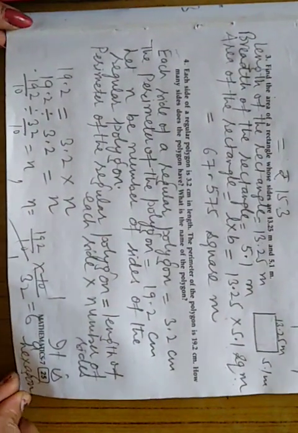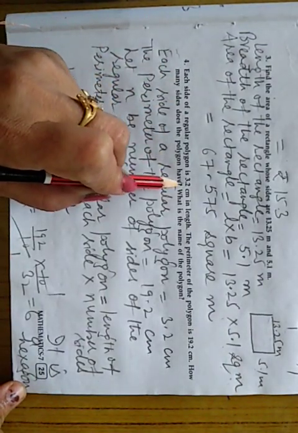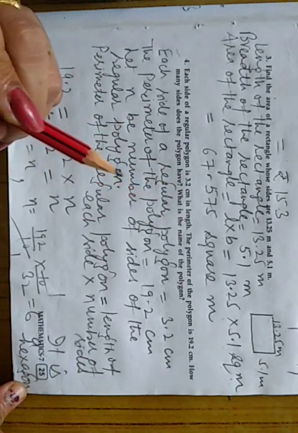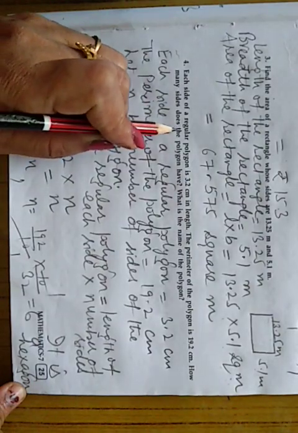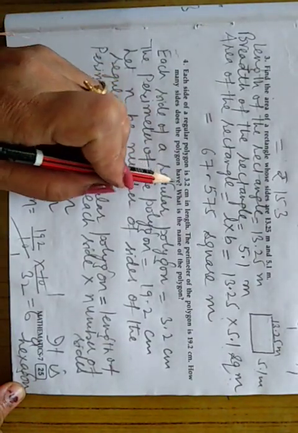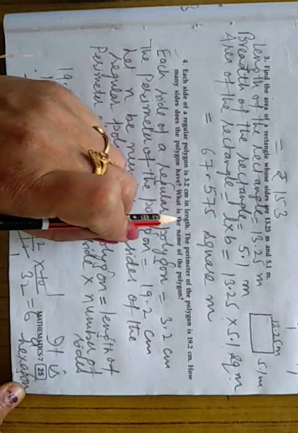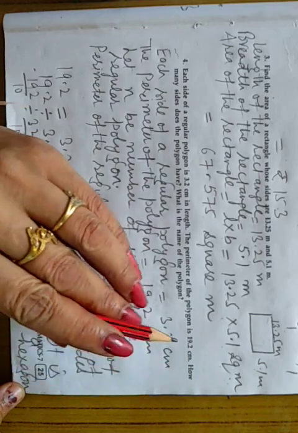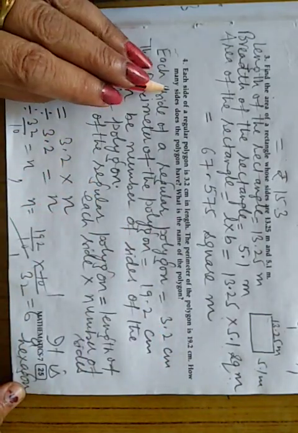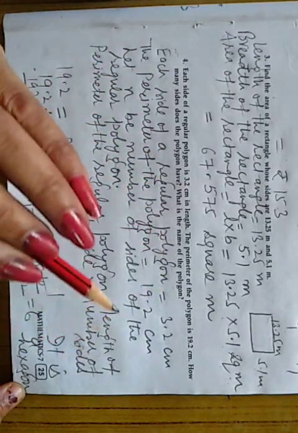Now question number 4: each side of the regular polygon, a regular polygon is a polygon made up of line segments with equal sides, it is called a regular polygon. Each side of the regular polygon is 3.2 centimeters in length. The perimeter of the polygon is given as 19.2 centimeters. How many sides does the polygon have? What is the name of the polygon?